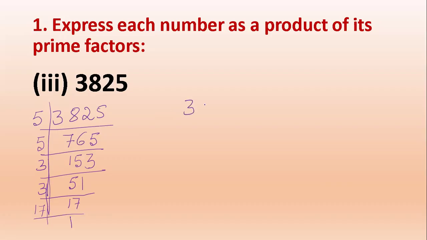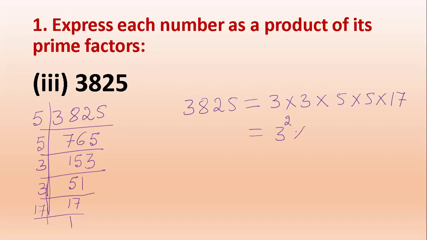Next, 3825 is equal to 3 into 3 into 5 into 5 into 17. I am writing these factors in ascending order. 3 raised to 2 into 5 raised to 2 into 17.